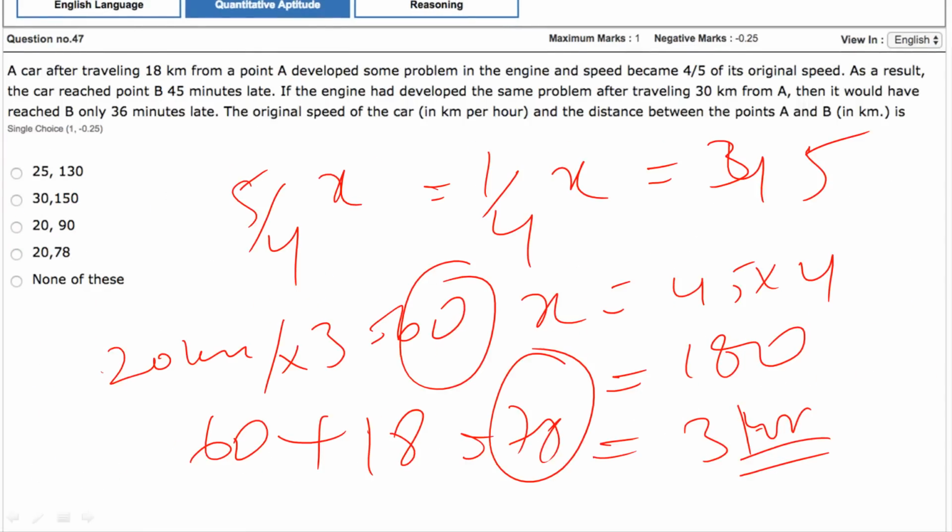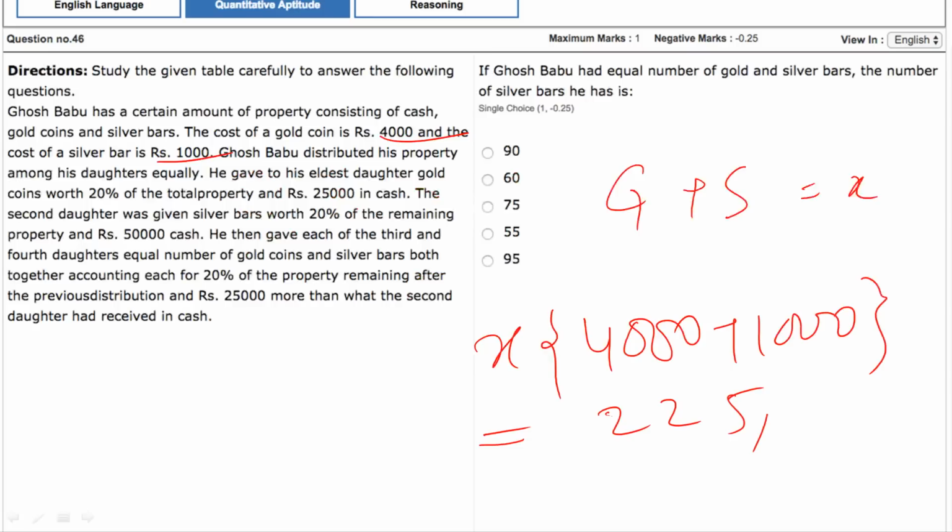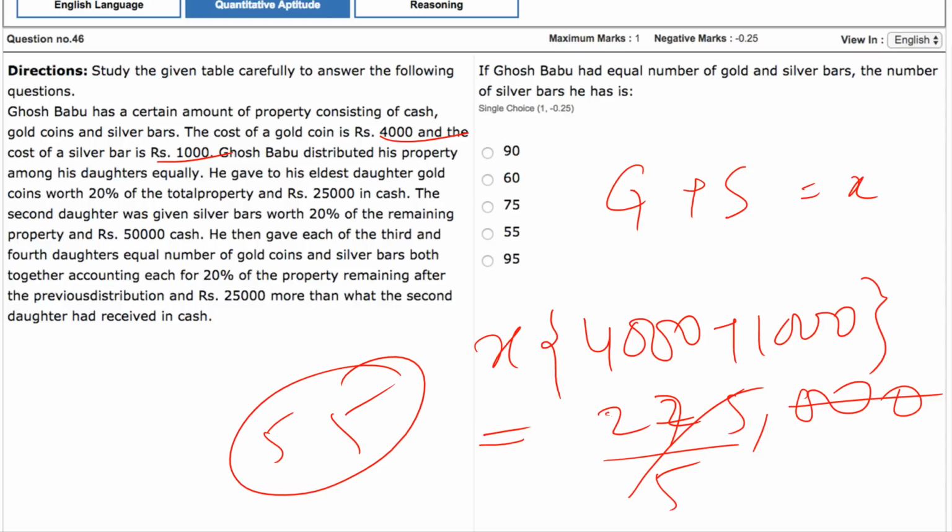Sorry. Cash was 225. This is the gold component, right? So divide by 5. Clearly you will get 1000, so 3 zeros will get cancelled. 55 is the number of gold coins. Okay, so I was making a mistake. I hope this is clear, everyone.